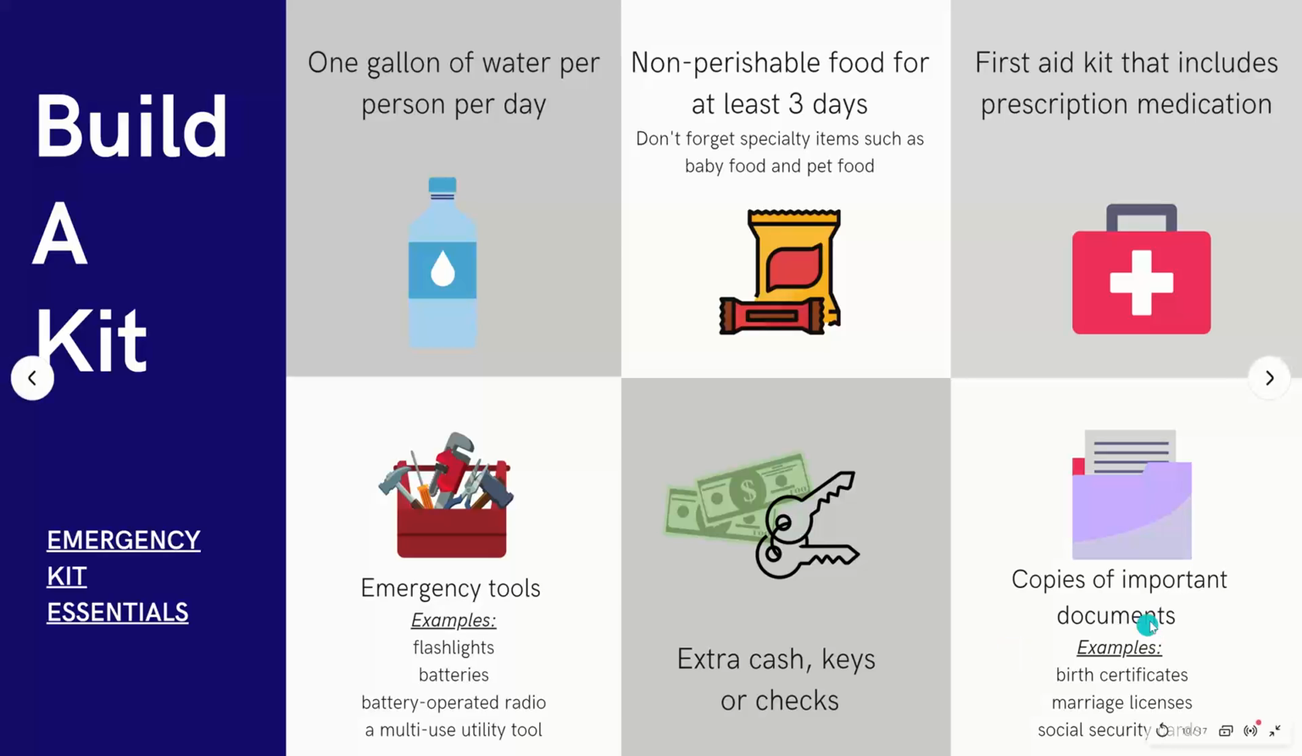So when building your kit, this is another thing that you want to make sure you tailor to your needs. Make it specific to your family, to what you need. This is just a very basic start, but it's recommended that you have 1 gallon of water per person per day. You want to have non-perishable food for at least 3 days. You want to have a first aid kit that includes your prescription medication if you need that. Make sure you have some emergency tools: flashlights, batteries, a battery-operated radio, and a multi-use utility tool. Extra cash and keys or checks.